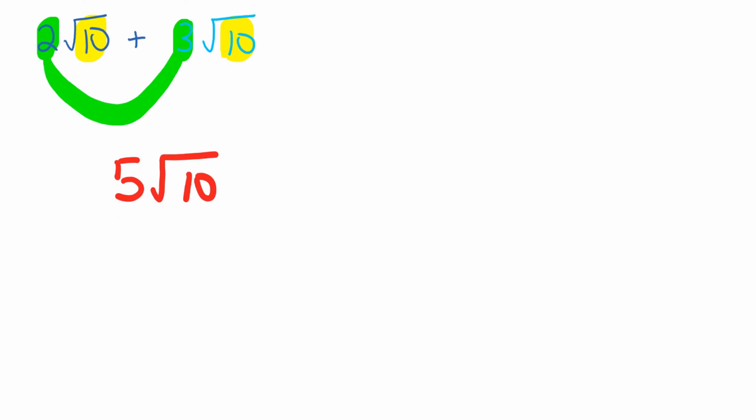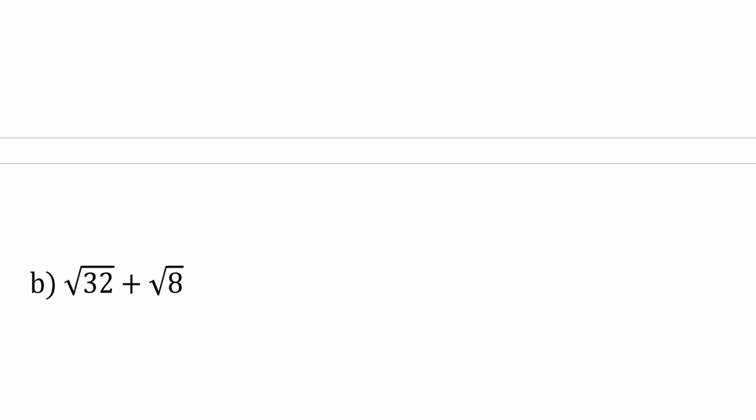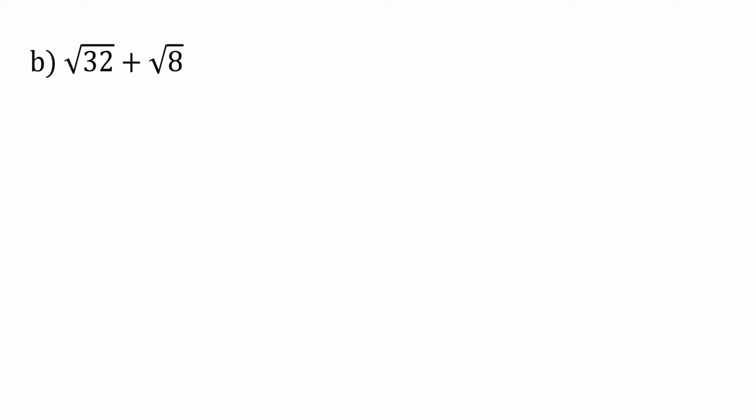Okay, let's move on to the next one here. Letter B. So I have root 32 and root 8. So the radicals, you can kind of think of this as they're not like terms because the inside numbers are not the same. So I need to break down the inside numbers so that I can have the same number, and therefore I can combine the radicals. So let's think of two numbers that multiply to 32. I'm thinking about 4 and 8.